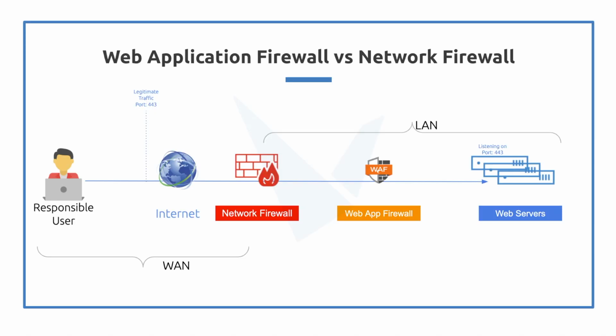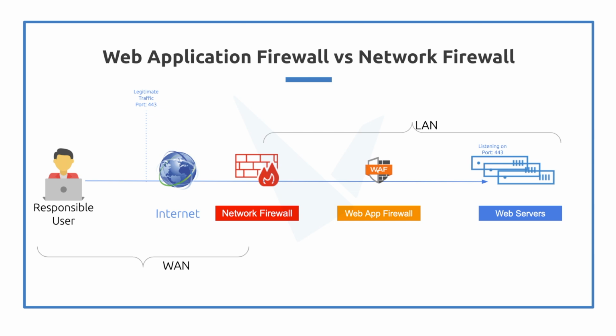With that, let's jump right into today's topic. From left to right, we have a responsible user who is using the internet to access web servers. Between the responsible user and web servers, we have a network firewall and a web application firewall. So let's do a packet walk. The responsible user is trying to reach a web server over port 443.